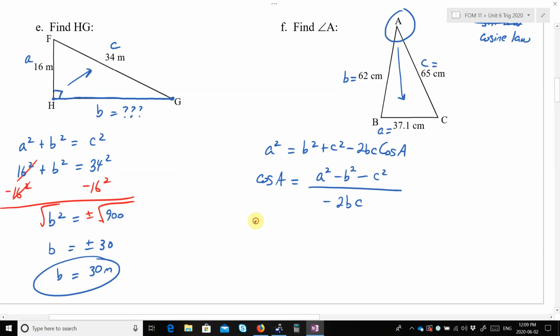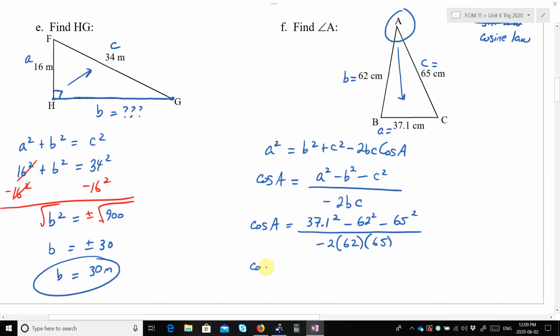So let's figure out what that is. That's going to be 37.1 squared minus 62 squared minus 65 squared. Negative 2 times B is 62 and C is 65.